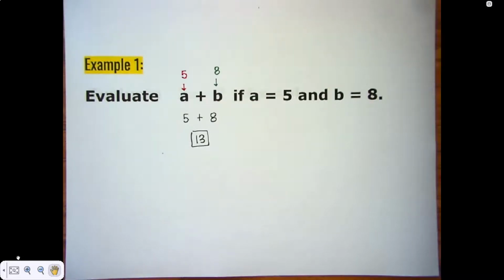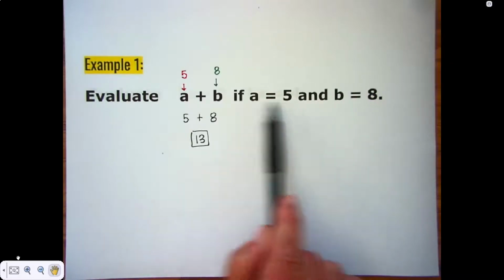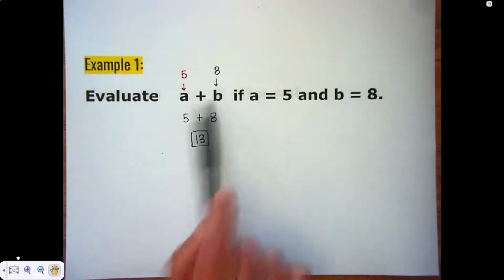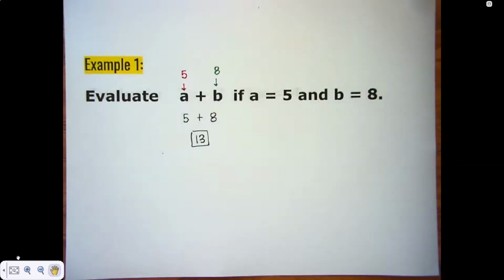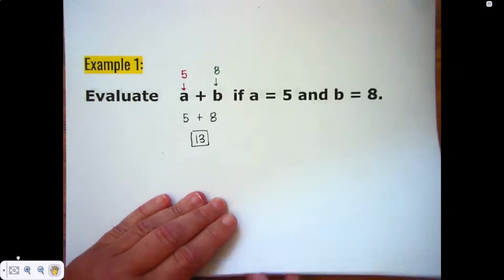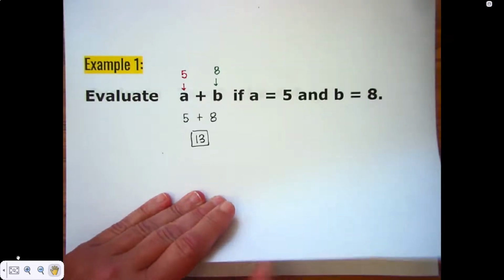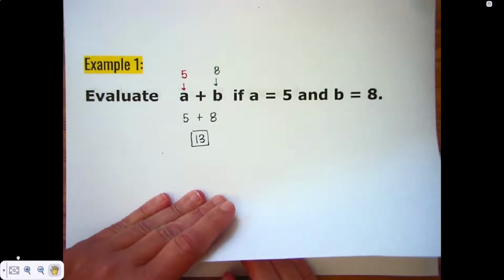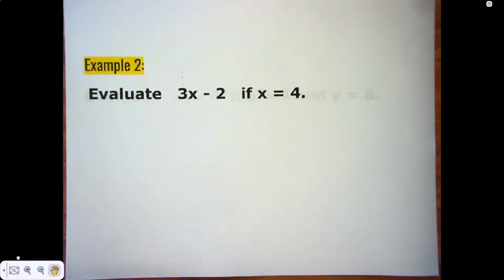So when we're asked to evaluate an algebraic expression, it really is as simple as subbing in the numbers that they give me for the variables and then just working the problem out to get an answer. Now, we're starting out kind of simple, and we'll work our way up to problems that maybe we have to think a little harder about.